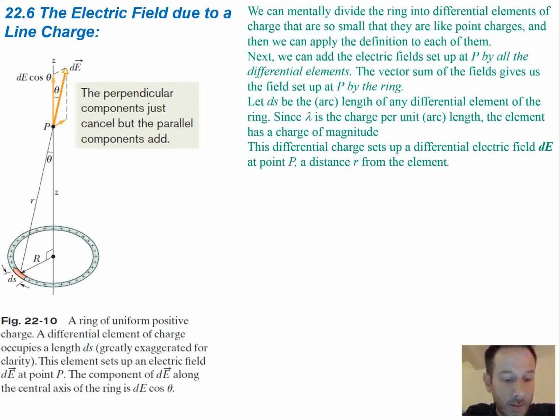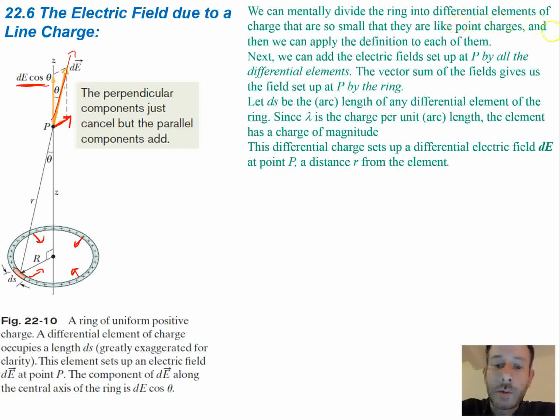And the component of dE along the central axis of the ring is dE cosine theta. So we really just want this cosine theta element, because dE is off in this direction. We'll find out that the component perpendicular to the axis is going to cancel out, because you have some coming in from this side, some from this side, and this side, and they'll all cancel out.